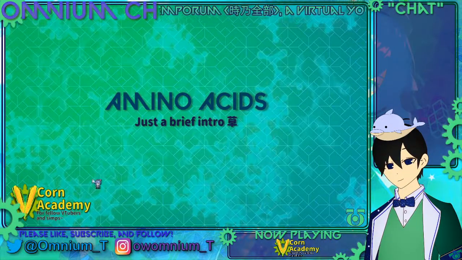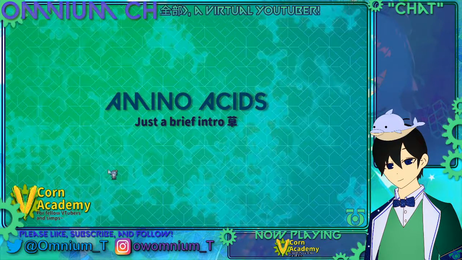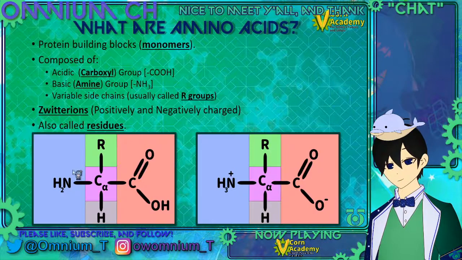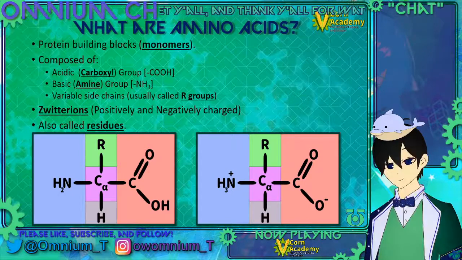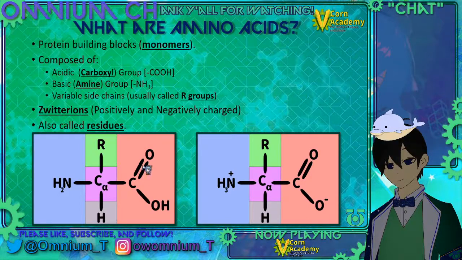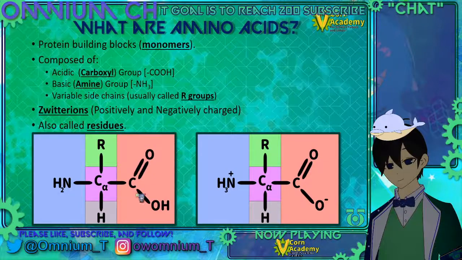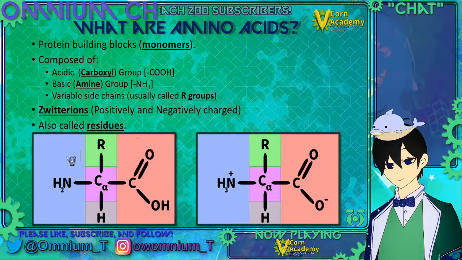Okay, so we're gonna be talking about the biochemistry of amino acids. Just a brief intro. What exactly are amino acids? They're protein building blocks, or monomers. Of course, if you start building them up, they start becoming dimers and polymers. They're composed of the acidic group, called the carboxyl group, the amine group, and the side chain, called the R group. The side chains, the R groups, change all the time.